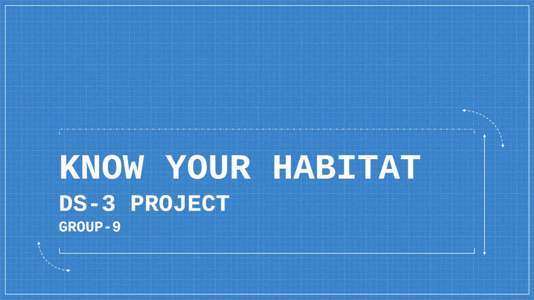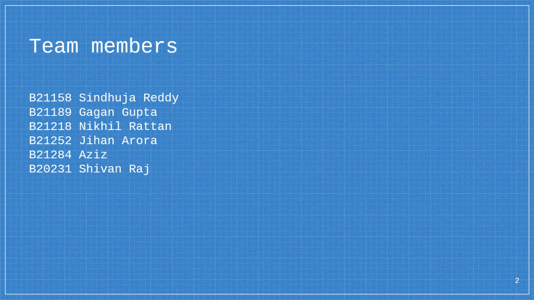My name is Nikhil Ratan, roll number B21218, and I'll be introducing you to the members of our group as well as the project that we worked on. Our project name was Know Your Habitat and our group number was 9. So let me introduce you to the members of our group: Sindhuja, Gagan, myself, Jihan, Aziz and Shivam. We all performed various tasks and had various contributions in this project. Shortly after me, my colleagues will be explaining them.